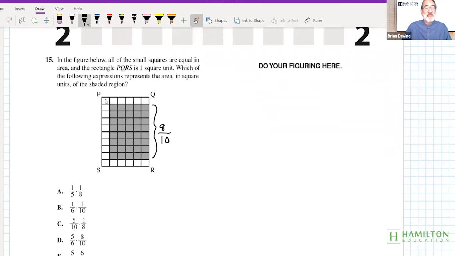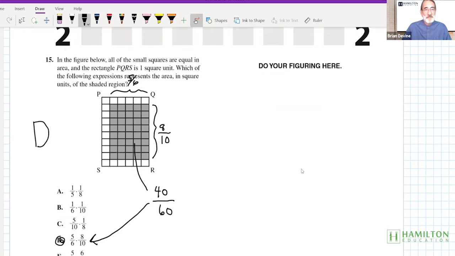And if I look at it from left to right, I see 1, 2, 3, 4, 5, 6. So this length here is 5/6. And so if I look at that together, this area would be 5/6 times 8 tenths. 5 times 8 is 40, and 6 times 10 is 60. Or better yet, I had the answer right in front of me the whole time, which meant you did too, D.